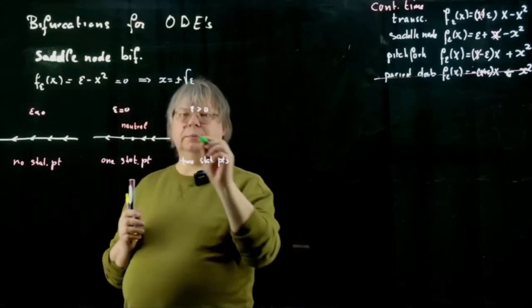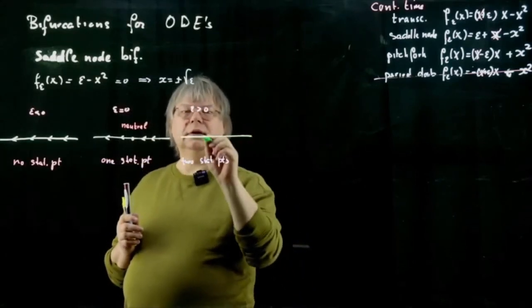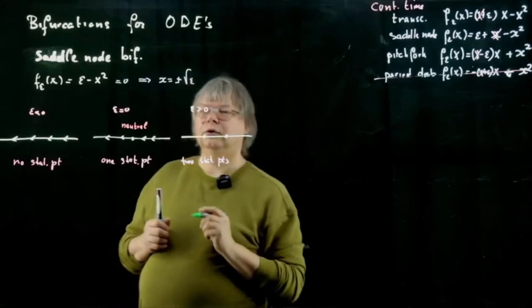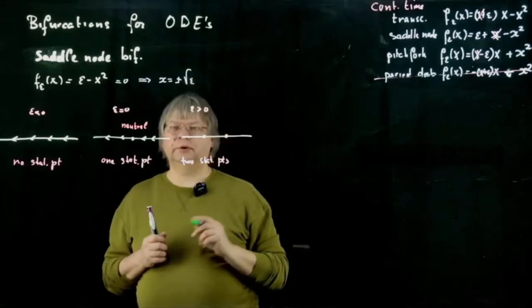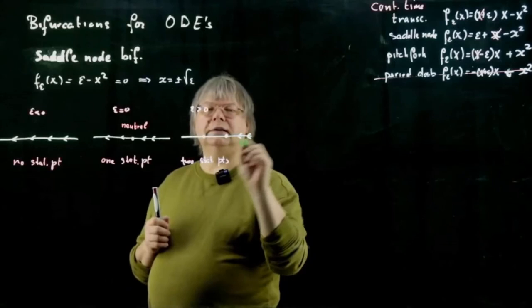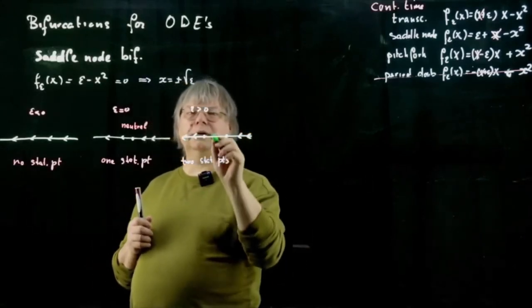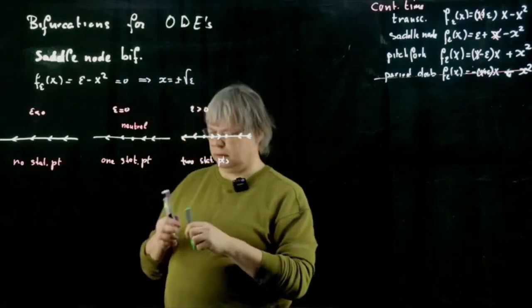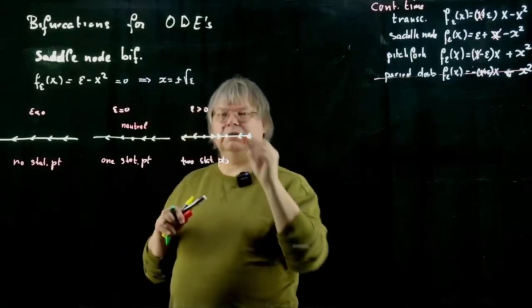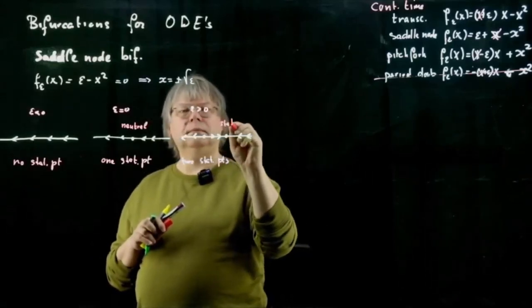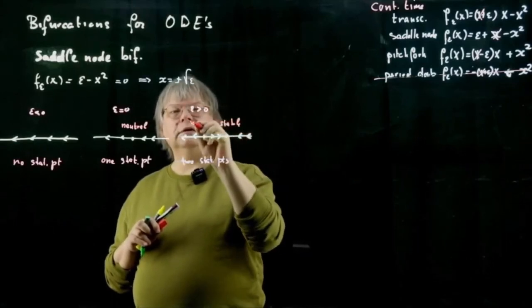And then for epsilon positive, there are now indeed two stationary points. From the far right, you still go to the left. From the far left, you go only further to the left, but in the middle, you go to the right. And that means that this one is stable. And this one is unstable.